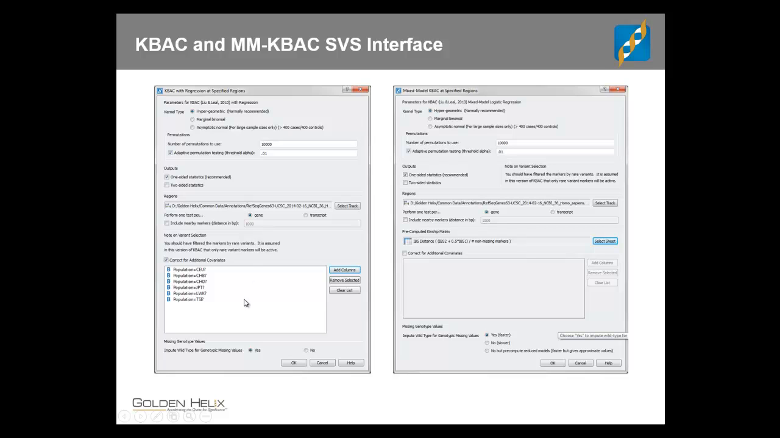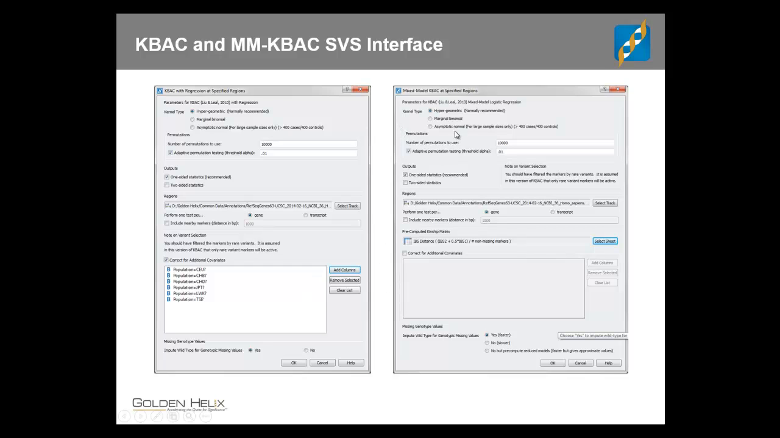You can also add additional covariates into the KBAC model, and I will compare KBAC with additional covariates, KBAC without additional covariates, and then the mixed model KBAC today. And there's also a different way that you can handle the genotype missing values. You can either treat it as the wild type or just ignore those samples for those particular genes.